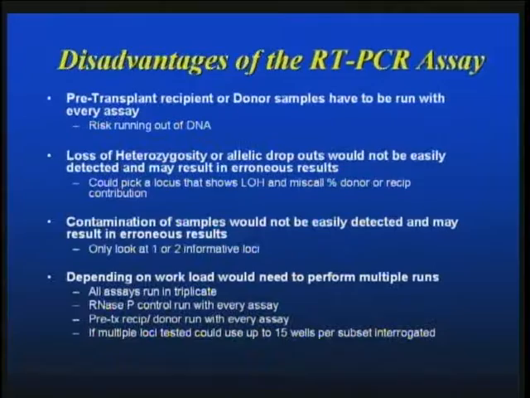And finally, the workload would need multiple runs because all the assays are run in triplicate. You run a control with each of them, you run a calibrator with each assay. And if you're looking at multiple subsets, which is what we do in the lab for each donor recipient pair, then you're looking at a truckload of work. So it's nowhere near as high throughput at the front end as the STR assay.